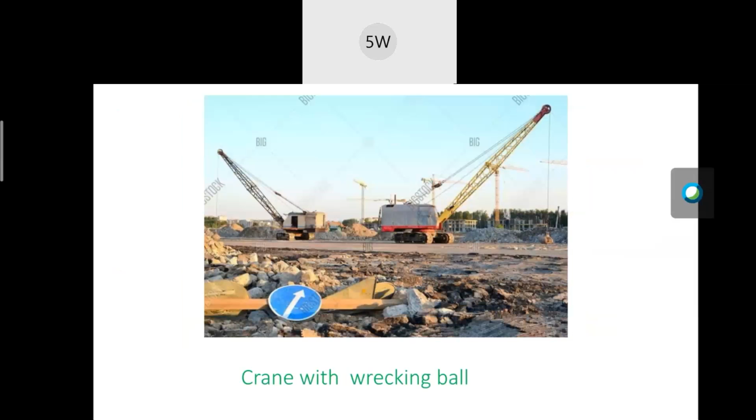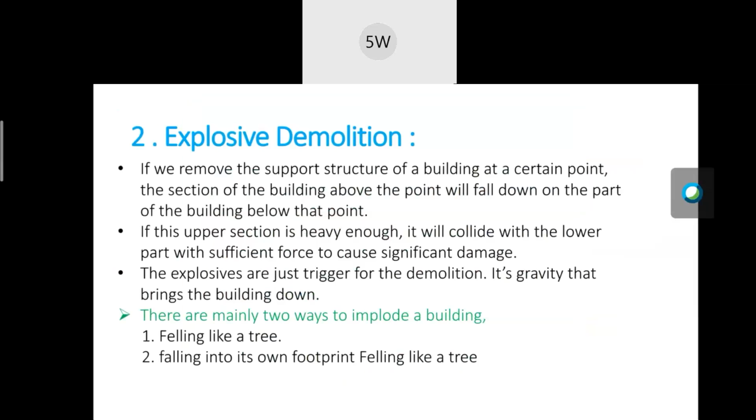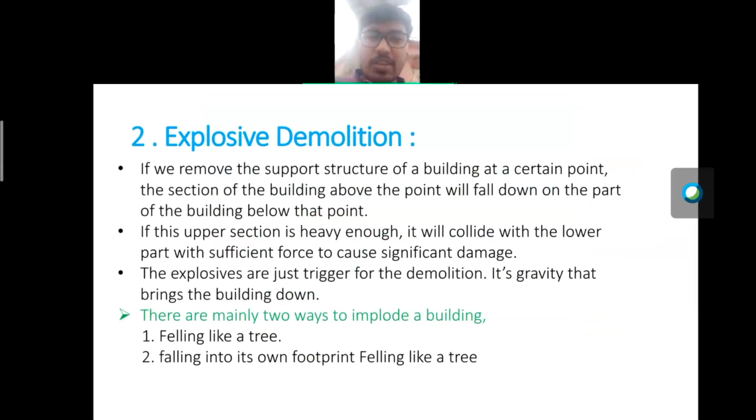Kalim. My name is Kalim Patel. My topic is the second method of demolition, which is explosive demolition.